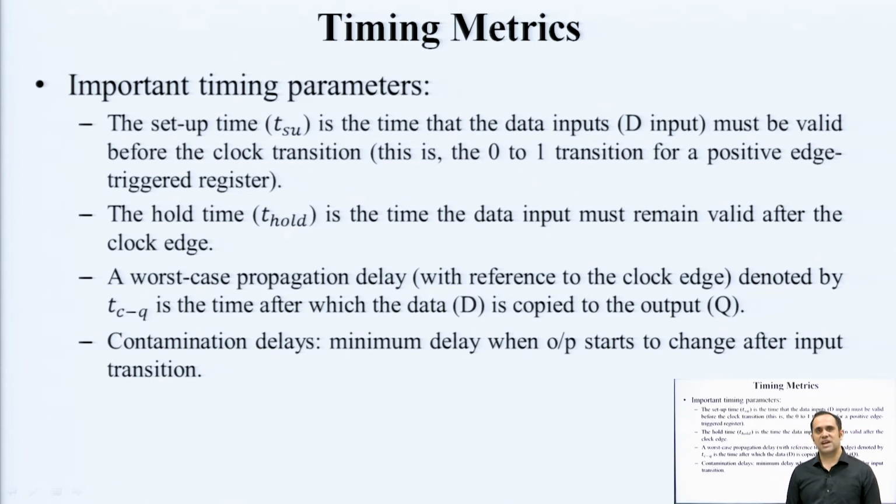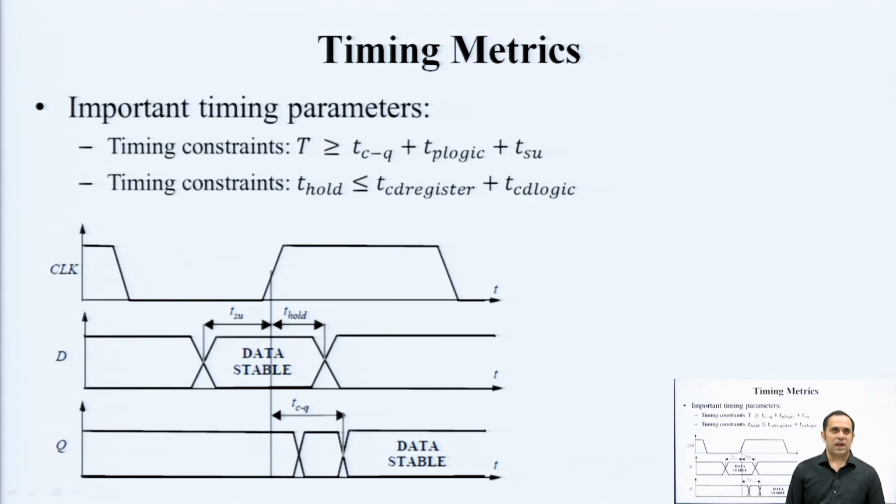Number 1, setup time, the time for which the input should be valid before the clock triggers. Hold time, the time for which the input must be valid after the clock has triggered. A propagation delay with respect to the clock, a propagation delay with respect to the data input. Contamination delay, the minimum amount of delay when the output starts to change after the input has transitioned. This timing diagram explains further the timing parameters associated.